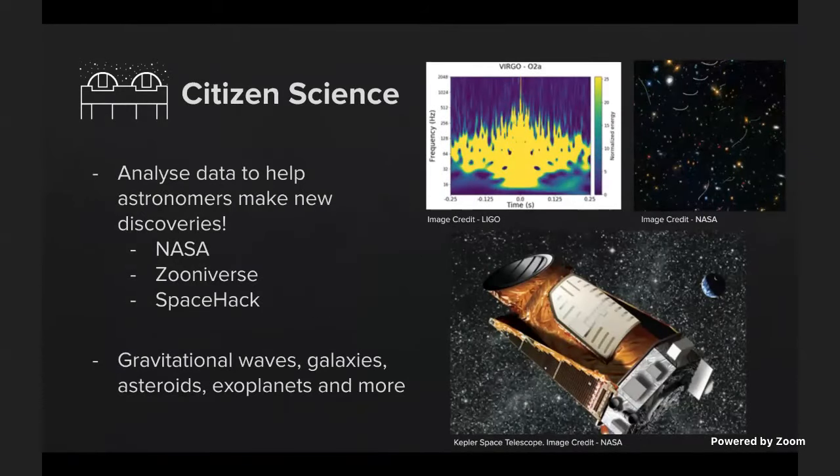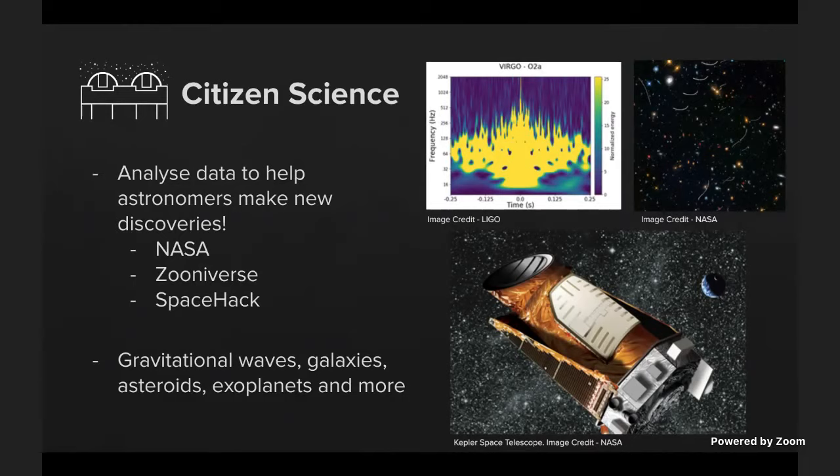You can also get hands-on involvement with astronomy from home. One way is through citizen science, where you can analyze real data to help professional astronomers make discoveries. There are many different citizen science projects that are available to everyone. Some of the examples are Gravity Spy, where you can help train computers by classifying glitches in data from LIGO, the Laser Interferometer Gravitational Wave Observatory.